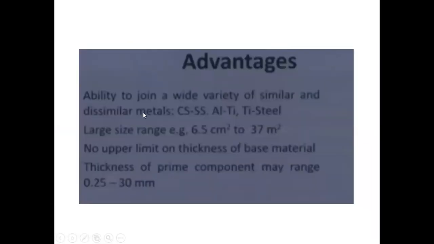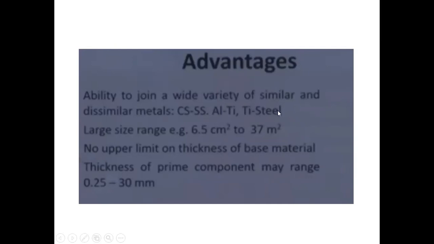Advantages of this type of welding: it is the ability to join a wide variety of similar and dissimilar metals, right? Carbon steel, stainless steel, aluminum, titanium, and steel. Dissimilar metals can be joined because, as you can see in the previous process, when you're trying to melt, one has a higher melting point and the other a lower one. For example, carbon steel has a higher melting point, stainless steel a lower one; titanium higher, aluminum lower.